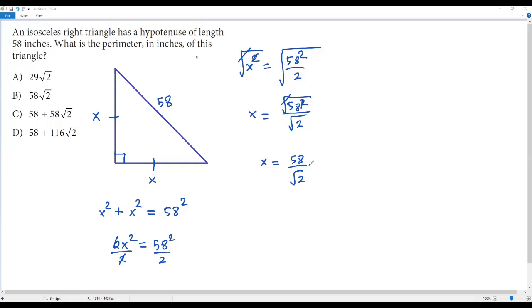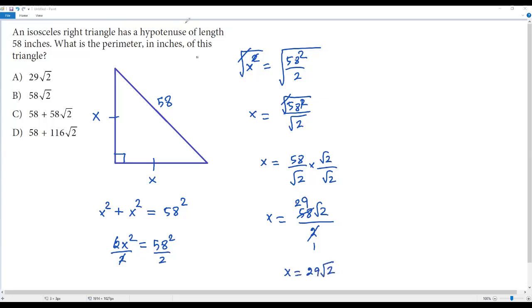Now I got the value of x, that is 58 over the square root of 2, but here the denominator is an irrational number, so we have to rationalize this. For that, I multiply both numerator and denominator by the square root of 2. Then I get x equals 58 times the square root of 2 in the numerator, and in the denominator, when I multiply the square root of 2 and the square root of 2, I just get 2. So 2 goes into 2 one time, and 2 goes into 58 twenty-nine times. So finally, I get x equals 29 times the square root of 2.